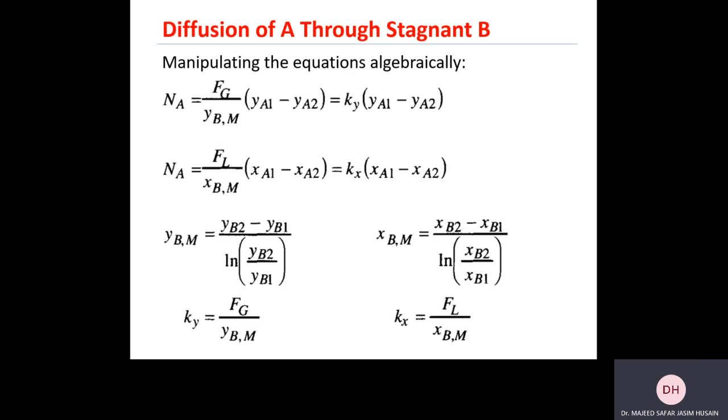Same thing for the liquid, N_A is equal to F_L, the mass transfer coefficient in the liquid, divided by x_BM, and x_BM is again defined for you as equal to x_B2 minus x_B1 divided by the log term. And also, when you substitute F_L over x_BM, it should be equal to the mass transfer coefficient K_x. So that's that.